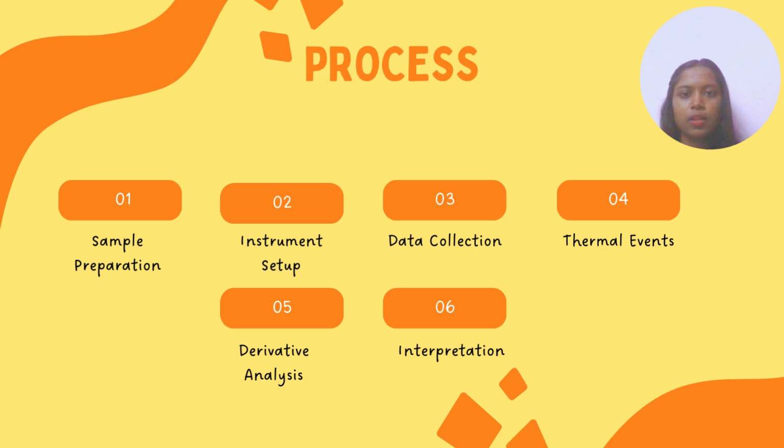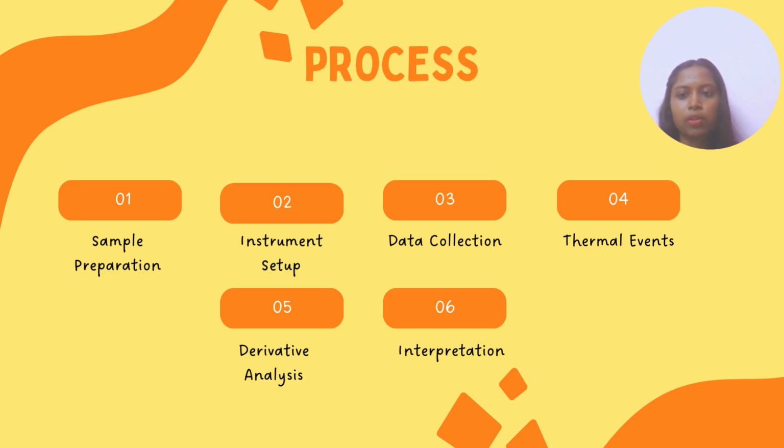Next, I'm going to explain the process of TGA analysis. First is sample preparation. The sample, typically in powder or small piece form, is placed in a small inert sample pan, often made of platinum, alumina, or ceramic. Second is instrument setup. The sample pan is placed on a highly sensitive microbalance inside a temperature controlled furnace. Third is data collection. The mass of the sample is continuously monitored and recorded as a function of temperature or time.